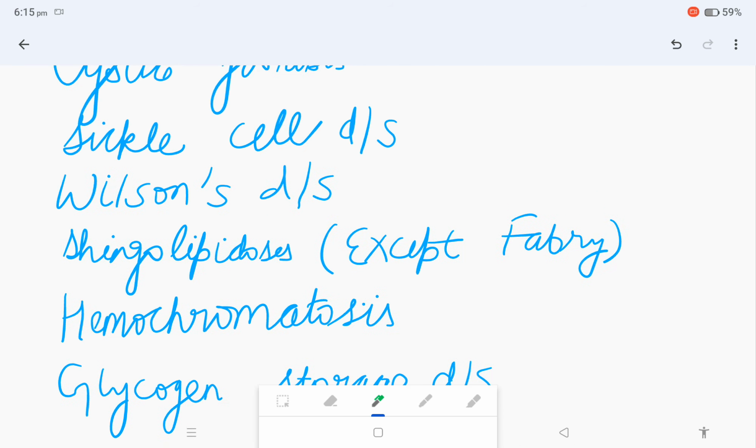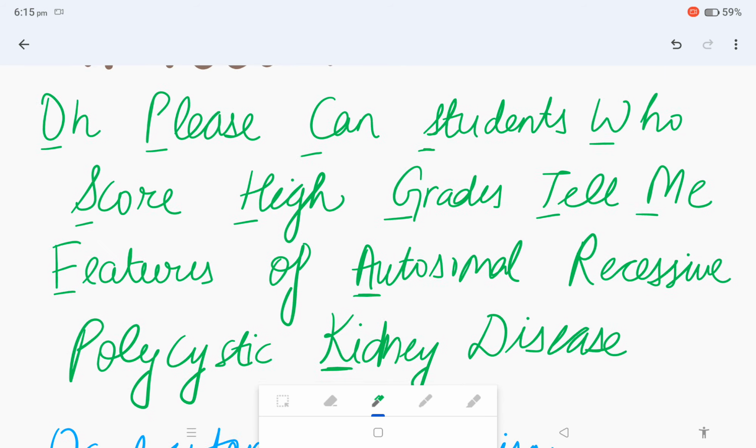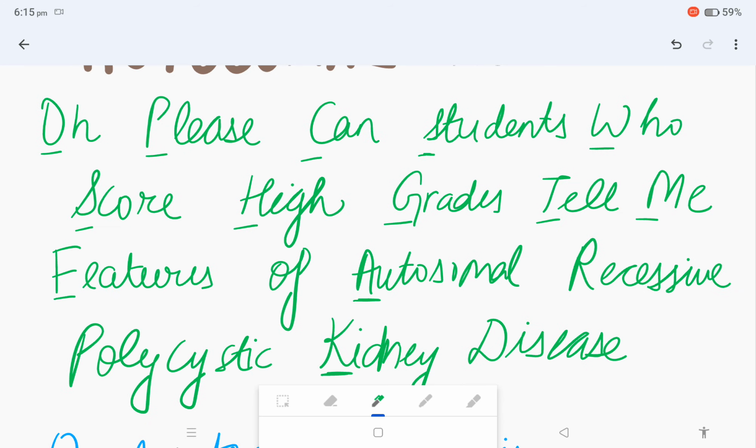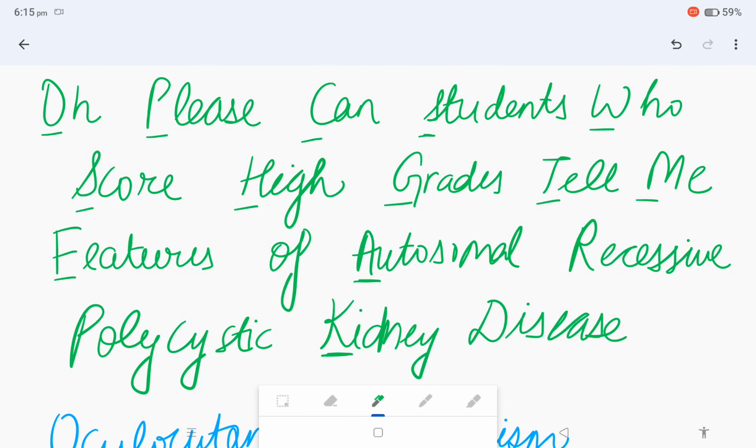kidney disease. Let's come to the mnemonic. From O, we have oculocutaneous albinism. Then P is for phenylketonuria, C for cystic fibrosis, S for sphingolipidosis. Then we have Wilson's disease, then we have sickle cell disease, then we have hemochromatosis, glycogen storage disease, and then we have thalassemia, mucopolysaccharidosis, Friedreich ataxia, Kartagener syndrome, and autosomal recessive polycystic kidney disease.